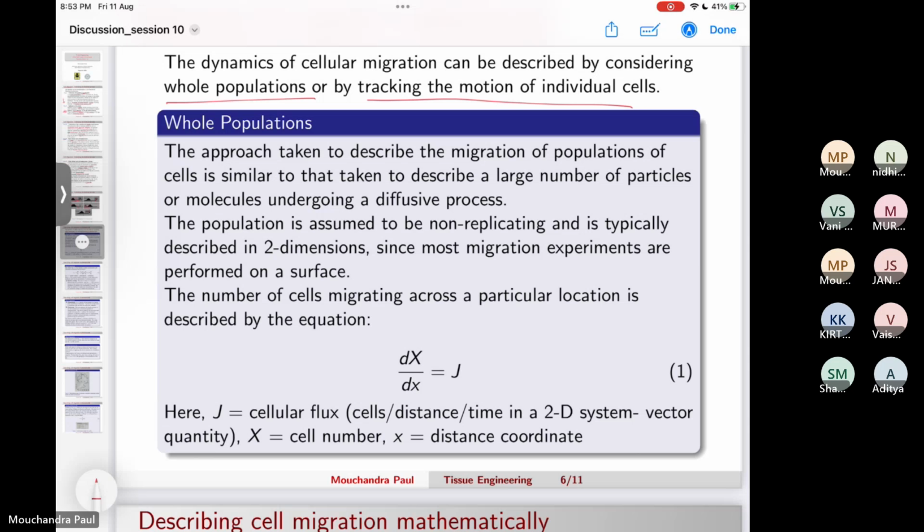Now, the whole population approach we will discuss first. This approach is taken to describe the migration of a population of cells, and it is very similar to how people describe the diffusion process of a large number of molecules. So, it is analogous to the molecular diffusion process.